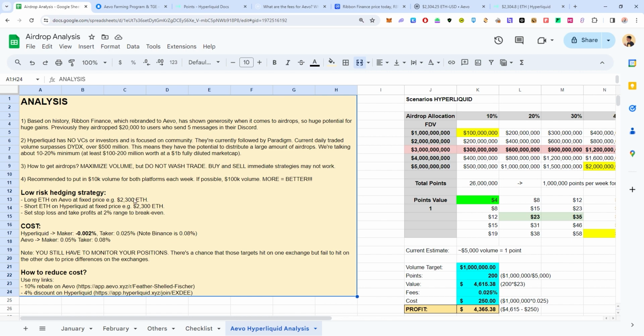If the price goes up, you lose money on one platform, but you win money on the other platform. So you are breaking even. This break-even strategy allows you to generate volume without losing money. And this is very important.